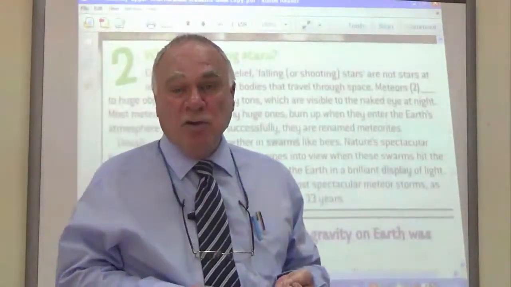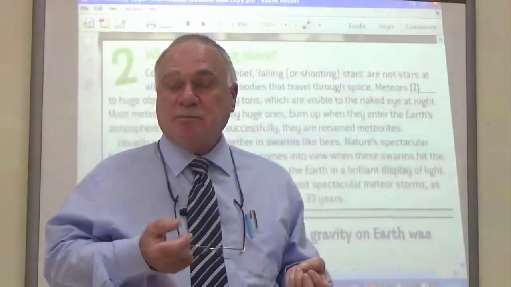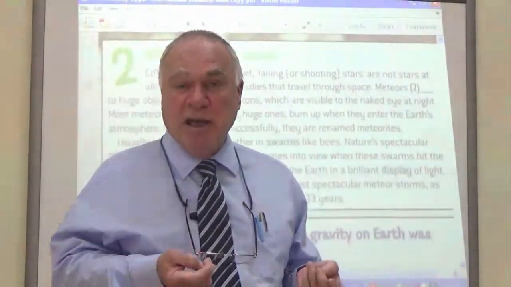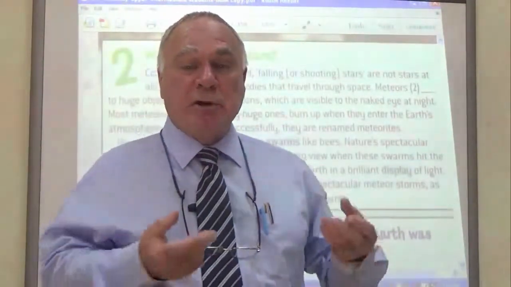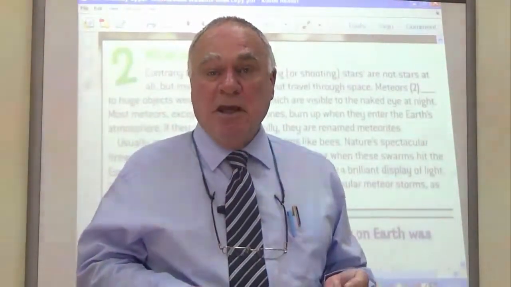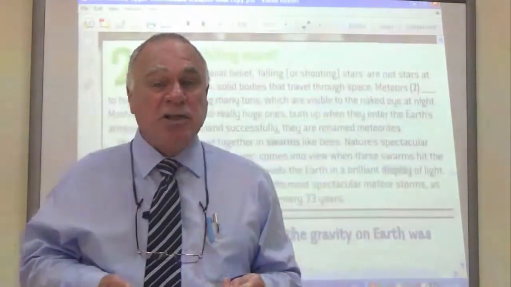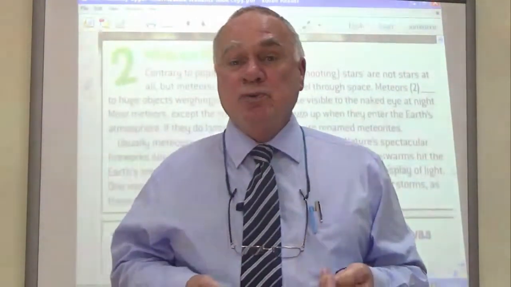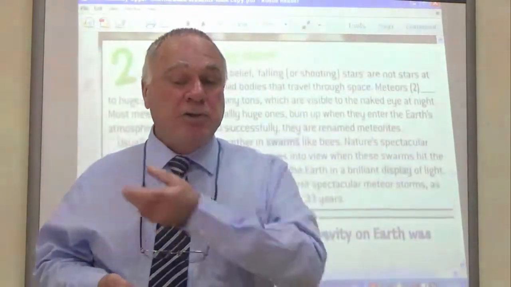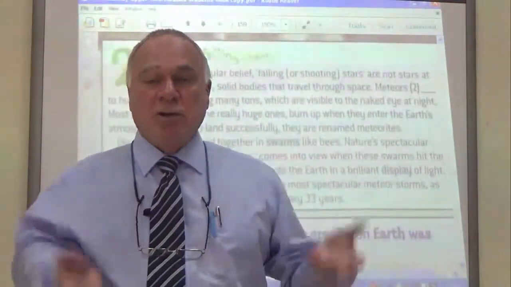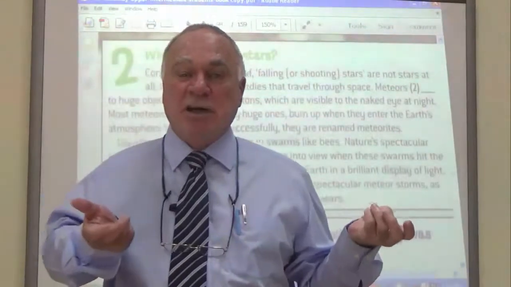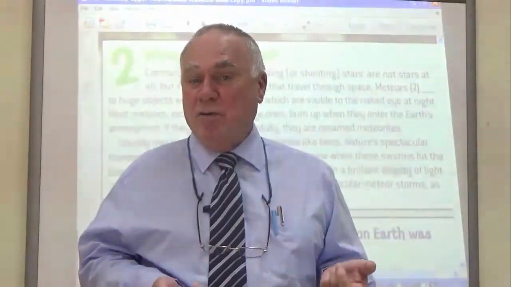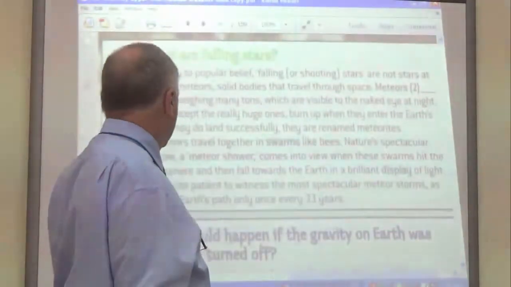However, some of them are so large that they do not completely burn up in the atmosphere, and they actually come crashing down to Earth. In fact, there's one theory that this is what wiped out the dinosaurs on Earth, a very huge meteorite that crashed into the Earth. It raised a lot of dust and debris into the atmosphere. It changed the climate of the whole Earth, and that led to the extinction of various animals.